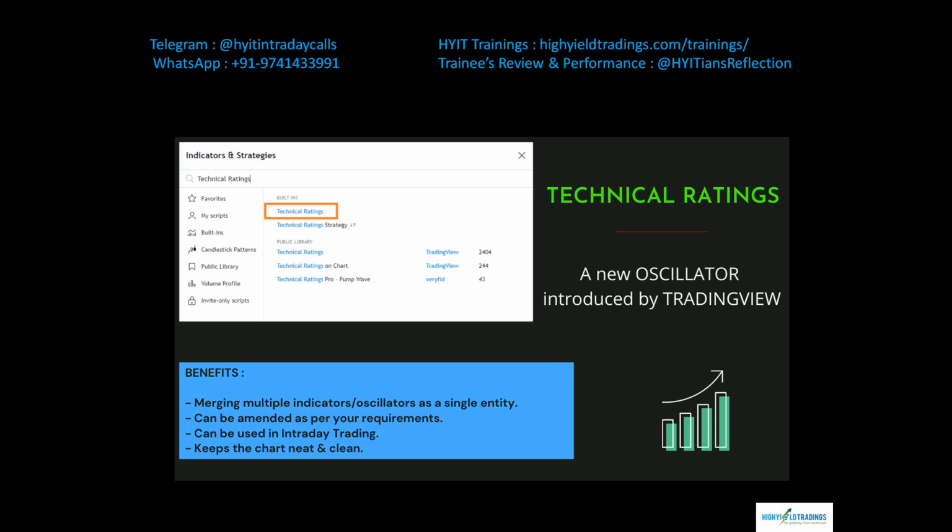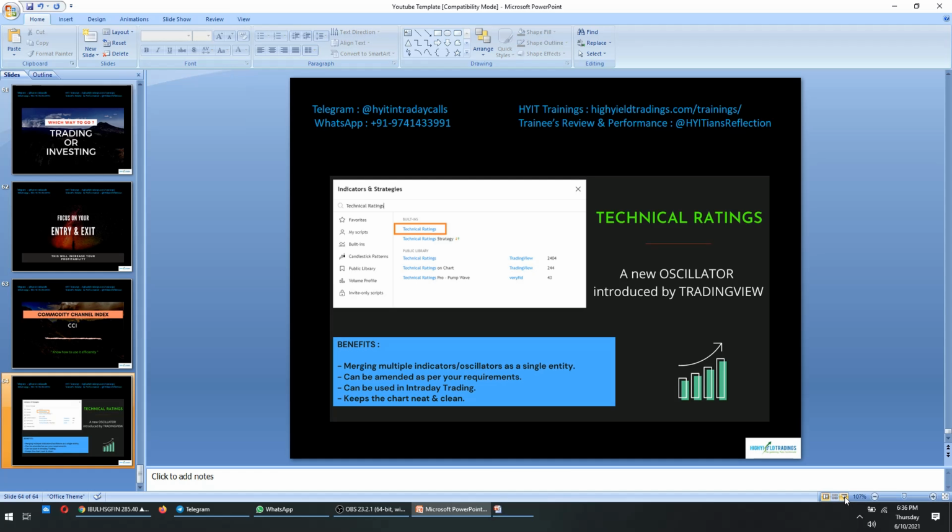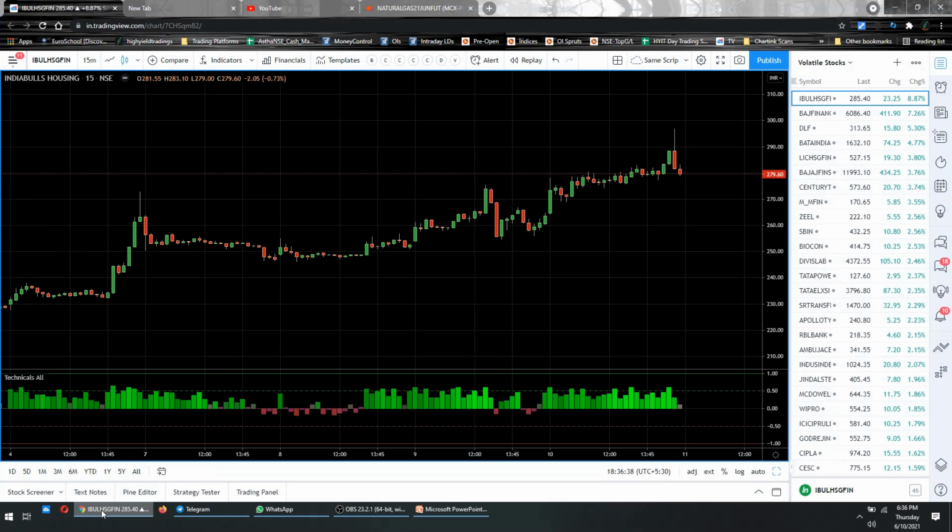Okay, so let me first take you to the chart and explain the technical ratings oscillator in detail, and then we will take it forward. So let's get onto this chart here, and let me cover the very basics first. This is the TradingView platform. Let me show you the way by which you can plot the technical ratings oscillator.